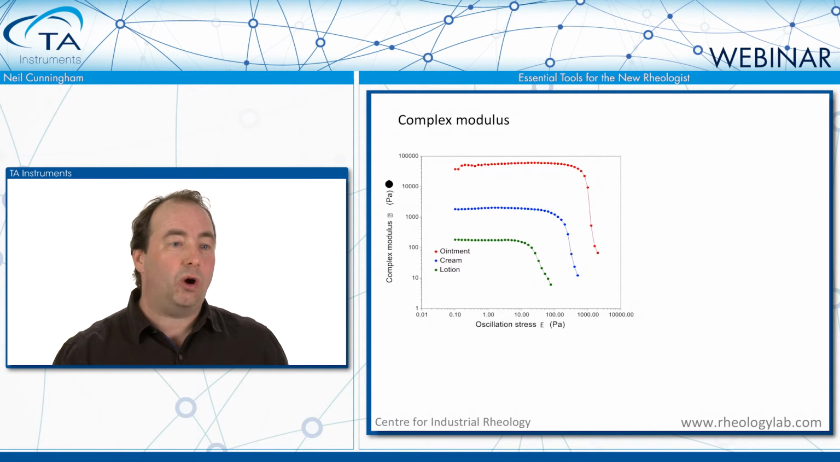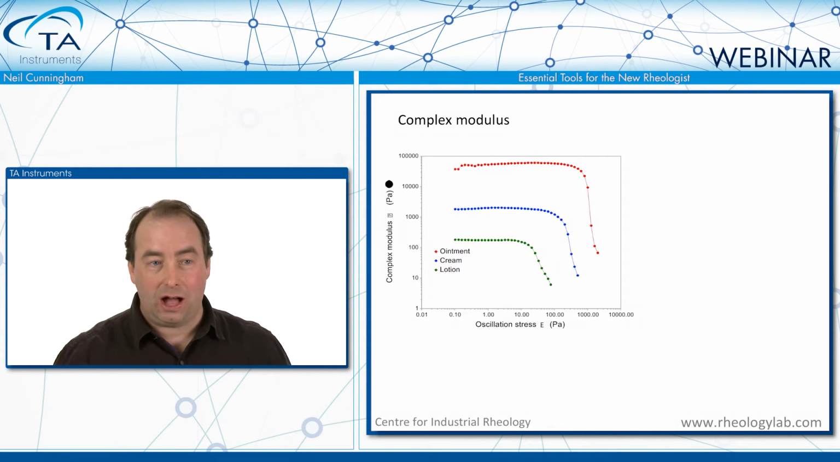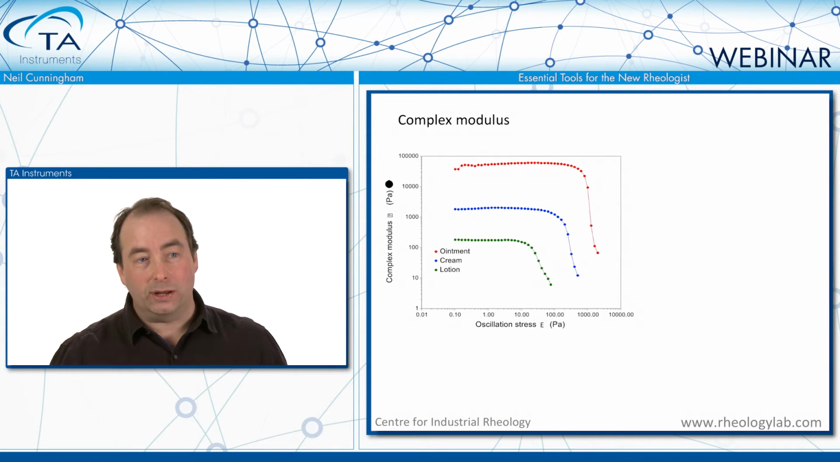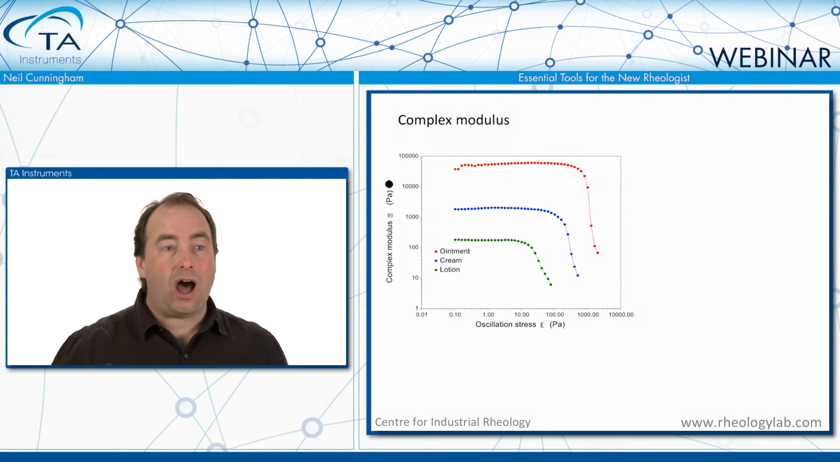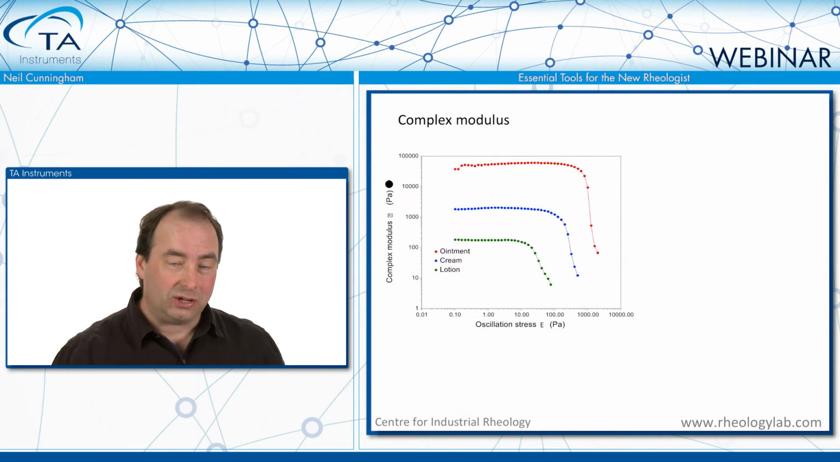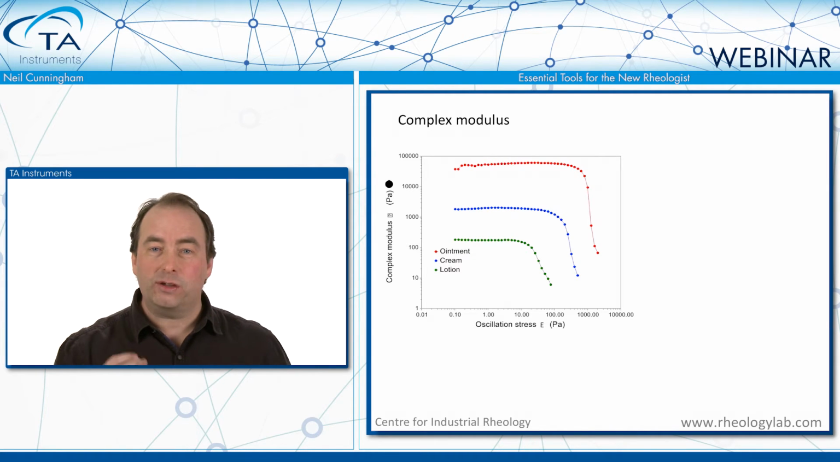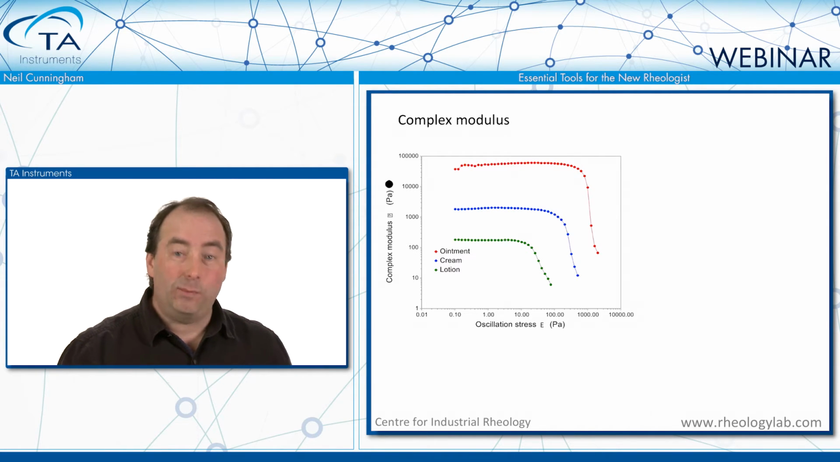Okay. In fact, what I've got on there then is a slide that shows an oscillation stress sweep test performed on an ointment, a cream, and a lotion. You can see the ointment, the red curve there, has a very high complex modulus plateau. So this means that the ointment is very rigid, very stiff, below the yield.